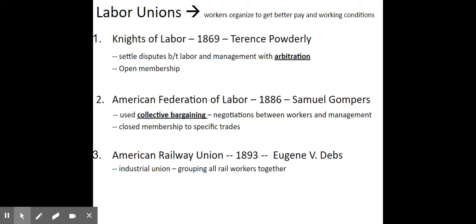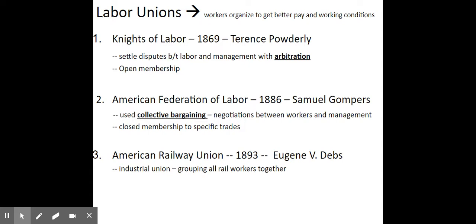So there's our top three labor unions. Knights of Labor, 1869 by Terence Powderly, American Federation of Labor, 1886 by Samuel Gompers, and the American Railway Union, 1893 by Eugene Debs, okay? And no matter which union we're talking about, their main purpose is to fight for better pay and better working conditions for both workers and consumers, okay?